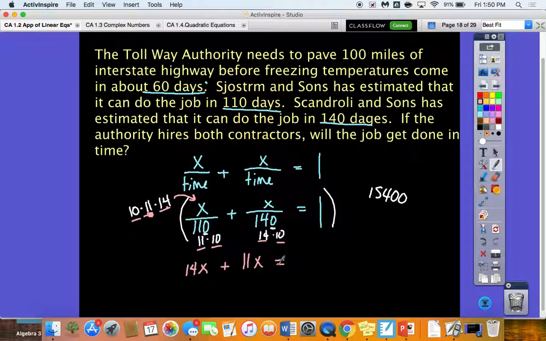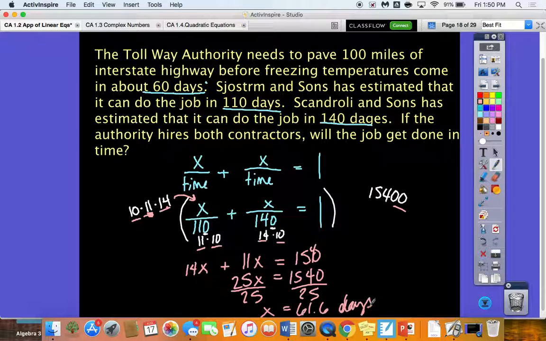So 11 times 14 times 10. Yeah, just take a 0 off of this thing, and squish my 4 in there. Okay, so that's what I got. And if I add them together, I got 25x equals 1540. Divide it out. X equals, okay, so 1540 divided by 25 is 61.6. So that's how many days. Remember, we were doing days. If you wanted to answer the question, are they going to get it done in time? No, they will not. It's going to be late.